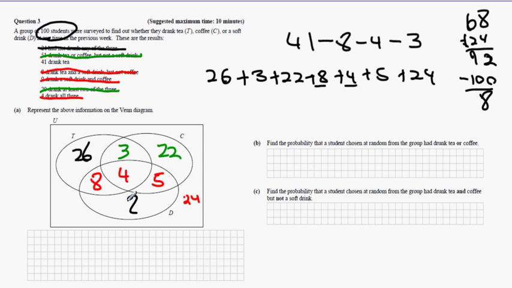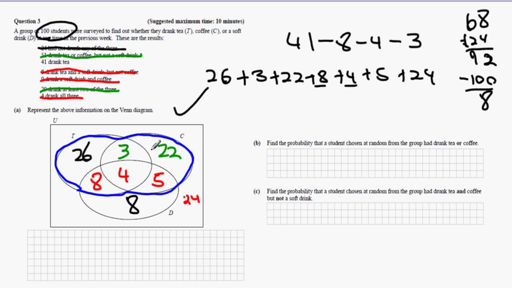Now, question A, represent information on the Venn diagram. Done. Find the probability that a student chosen at random from the group had drunk tea or coffee. Tea or coffee. Had drunk tea or coffee. Well, tea or coffee is everything in here. You either drank one or the other.